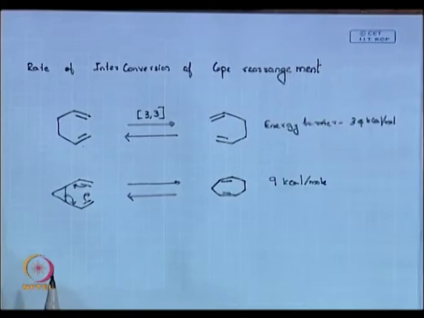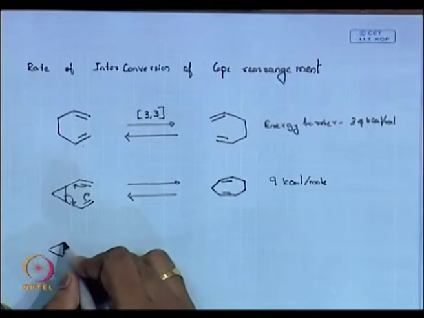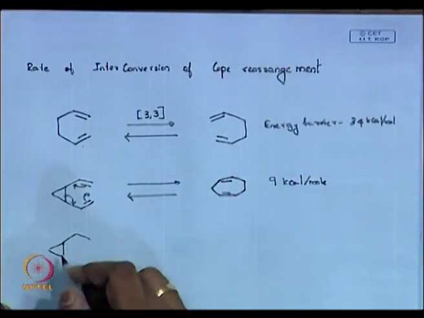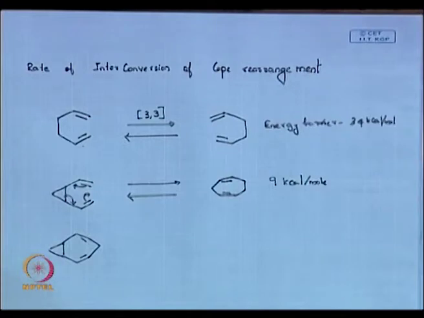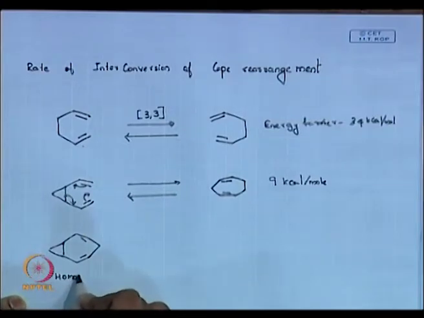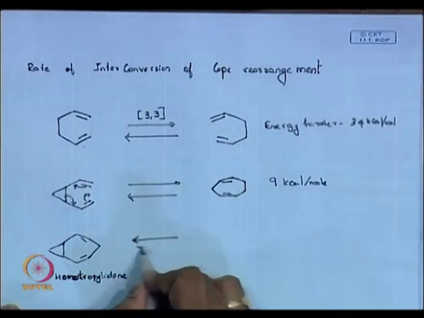Still want to make it faster. What is that big Cope you have studied which does it very fast? You have studied that? Yeah, I will make the other side also strained, like taking a big molecule like, what is the name of this compound? Homotropilidene, right? Homotropilidene. Yeah, I will make caps. So this does a very fast Cope. The interconversion is very high.